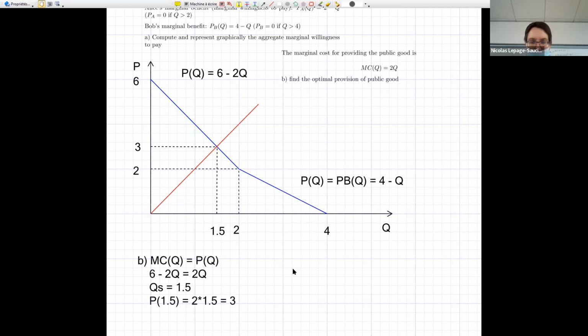C. If the marginal cost were Q over 2, how would the answer change? Let's write it.